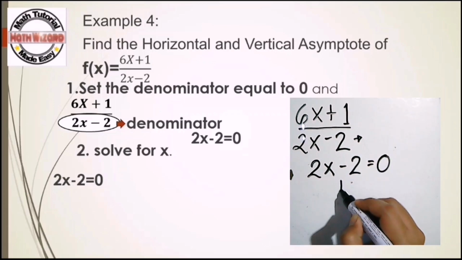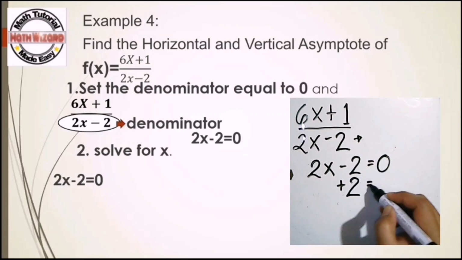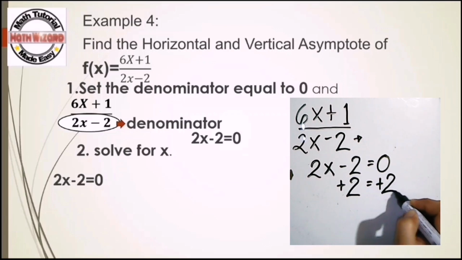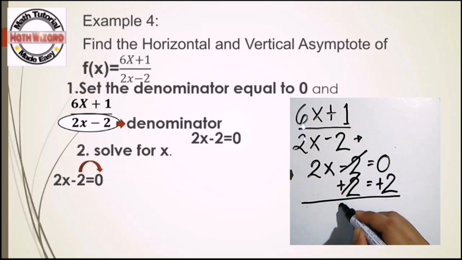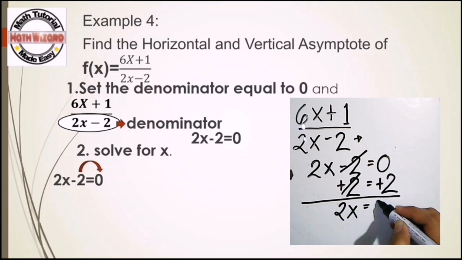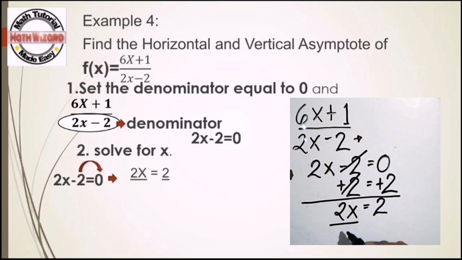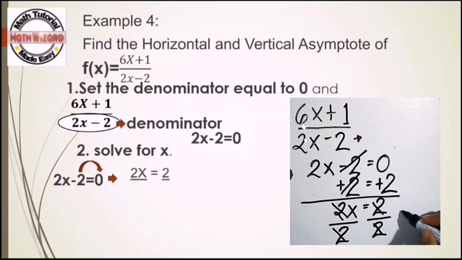Okay, so 2x minus 2 is equal to 0. We need to transpose, or add both sides by 2, so that the negative 2 will be cancelled out. Therefore, 2x is equal to 2. Since x is not yet isolated, may kasama pa siyang 2, we need to divide it by 2.